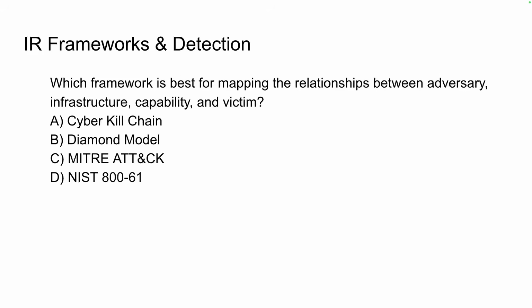Let's get into it. The first question is, which framework is best for mapping the relationships between adversary, infrastructure, capability, and victim? So the Cyber Kill Chain gave us the steps from reconnaissance all the way to actions on objectives. The MITRE ATT&CK framework is actually really great for doing all of these things, but if they're asking us about this four-step kind of mechanism here, that would be the Diamond Model. NIST is technically a framework, but it's not what we're talking about for this concept. So this is one of those things meant to distract us. So it's definitely not the Cyber Kill Chain, and it's not MITRE ATT&CK. So the answer could only be the Diamond Model.